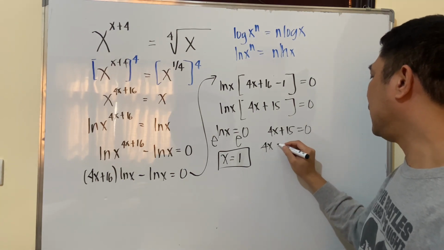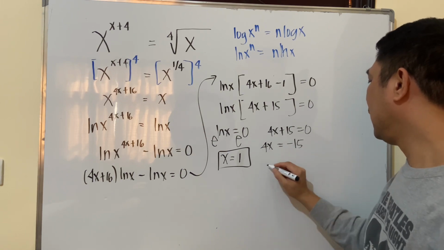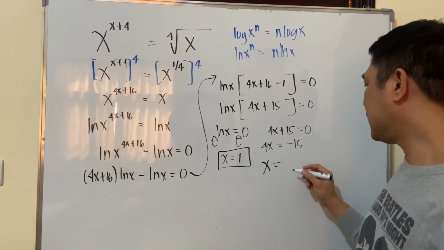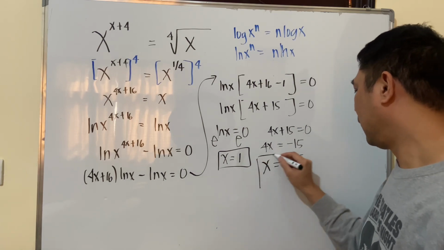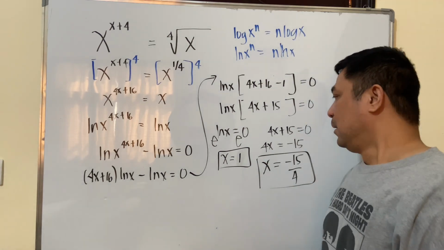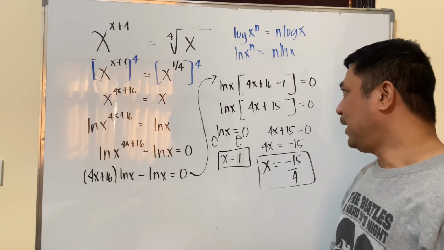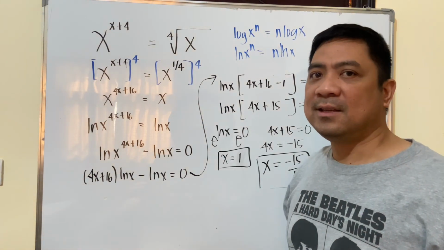The second factor is 4x plus 15 is equal to 0. So 4x is equal to negative 15, and the next value of x here would be negative 15 over 4. So those are the two values of x that would satisfy this equation.